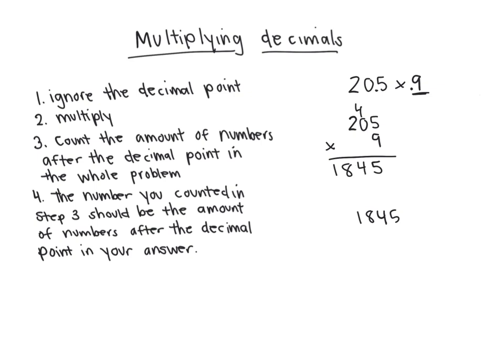And again, I got to go back to my problem. I got to count how many numbers are after the decimal point in my entire problem. So there's 1 here and 1 here, so that would be 2. So that means I need to have 2 numbers after the decimal point in my answer. So I'm going to put the decimal point in between the 8 and the 4.